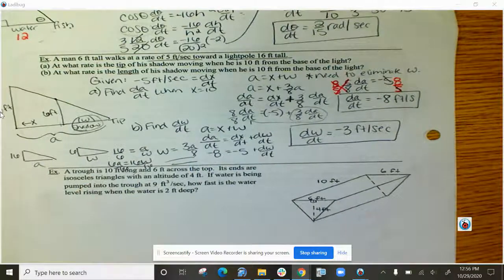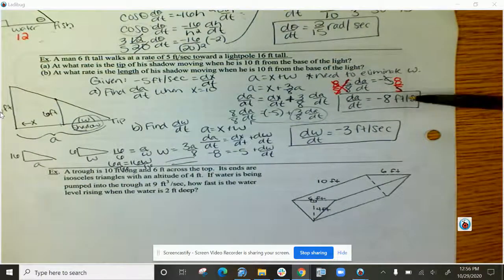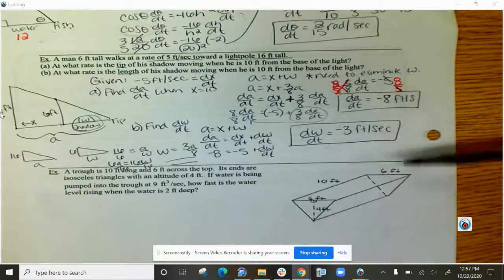So that one again was kind of tricky just because the picture was kind of weird. But overall, the deriving part wasn't too bad. So that is that example.